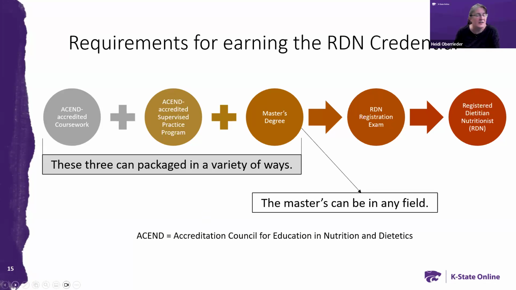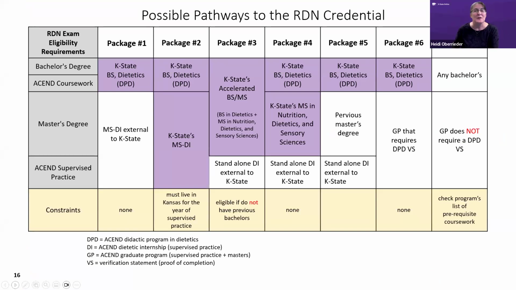So let me talk about how these 3 parts, the ACEND accredited coursework, the ACEND accredited supervised practice, and the master's, how those can be packaged together. Now, this may look way overwhelming, but let me just explain to you how this works. So the gray boxes on the far left column outline the eligibility requirements that I just talked about. And so then what you'll see on the rows across from those gray boxes are how they are packaged within each of these packages I'm going to talk about. I do want to mention that the tan color, the row at the bottom, those are what I call some constraints. And I'll talk through those as we go through each example. It'll probably make sense once I go through the first couple and you'll see how this table works.